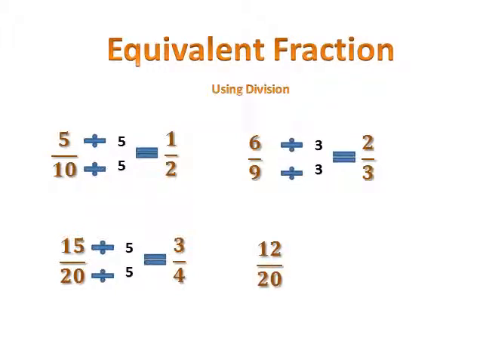Alright, and last example, 12/20. What number can divide both of them? That will be 4. So 12 divided by 4 is 3 and 20 divided by 4 is 5.